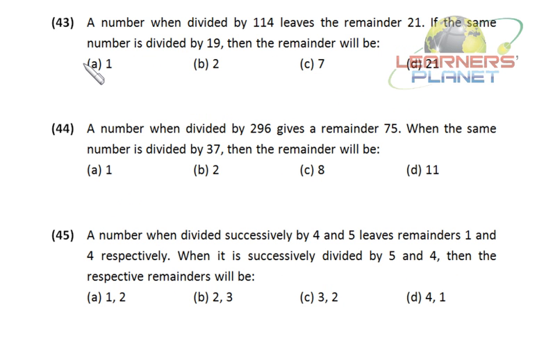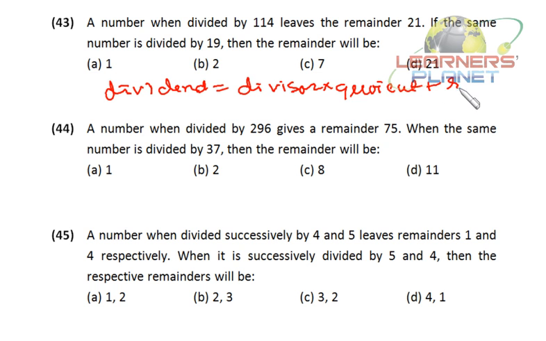Now let's see the next problem. A number when divided by 114 leaves a remainder 21. If the same number is divided by 19, what will be the remainder? Friends, we have discussed the concept of division. That means a number, that is dividend, is equal to divisor into quotient plus remainder.